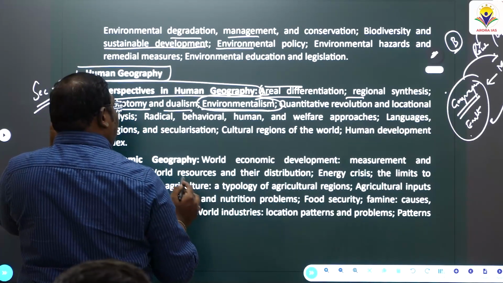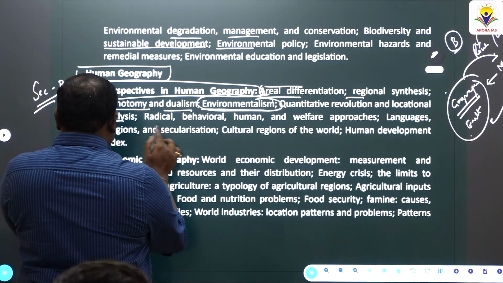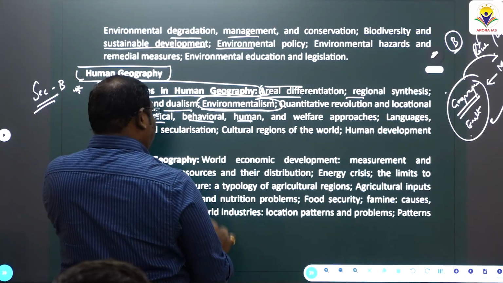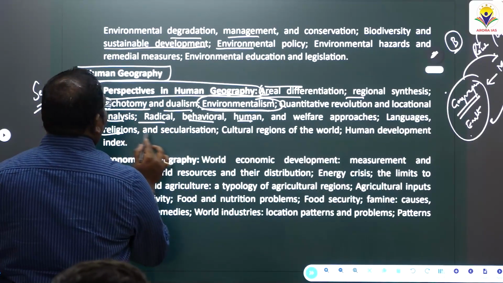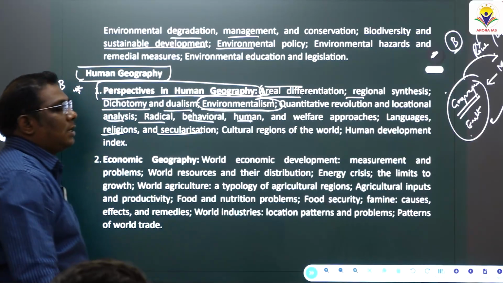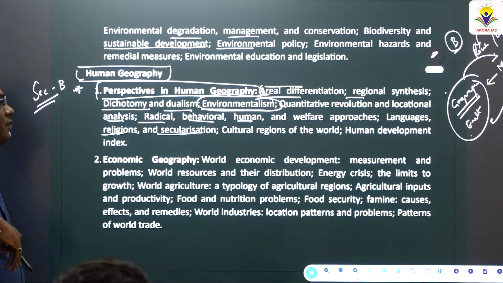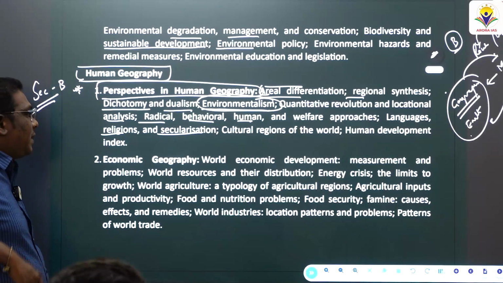And quantitative evaluation, locational analysis, radical behavior, human and welfare approaches, secularization, cultural regions of the world. We will see a little culture and human related perspective.